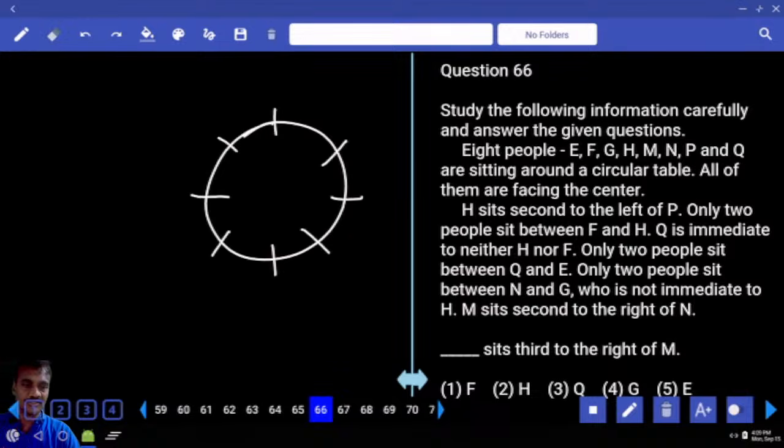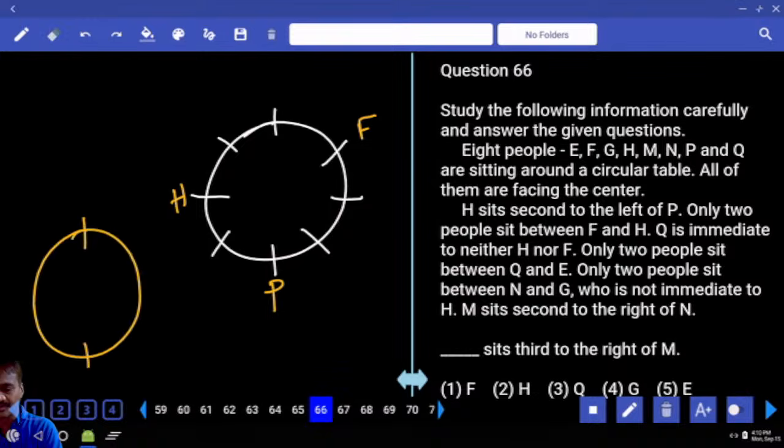Then, H is seated second to the left of P. Where is this H? H is seated second to the left of P. P is here, H is here. Then, only 2 people between F and H. Now, 2 people between F and H, how many possibilities? 2 possibilities. F can be either to the left-hand side of H or to the right-hand side of H.